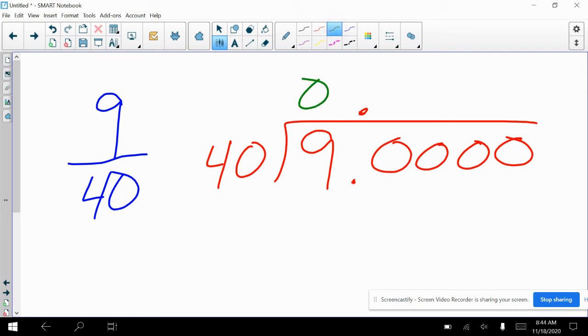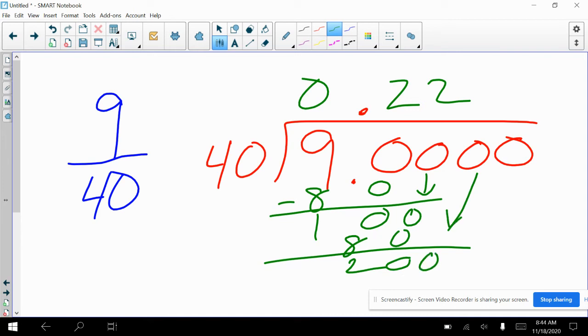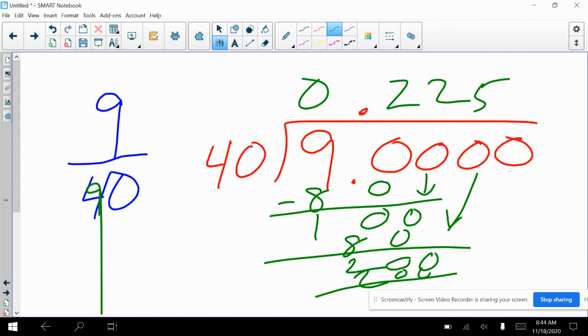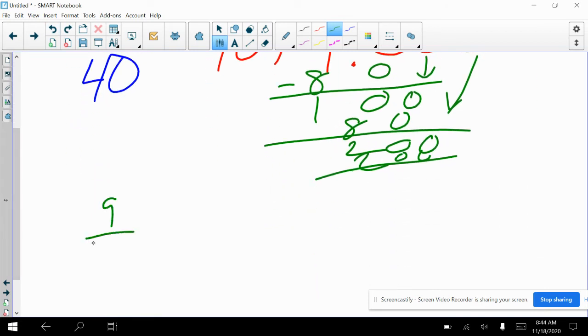So let's do the math. We get 0. We get 2. That's 80. We get 10. Bring down. We get 2. That's 80. 2. Bring down. That's 5. We get 200. Okay, so we solved it. So 9/40 is equal to 225 thousandths. That's not a percentage.